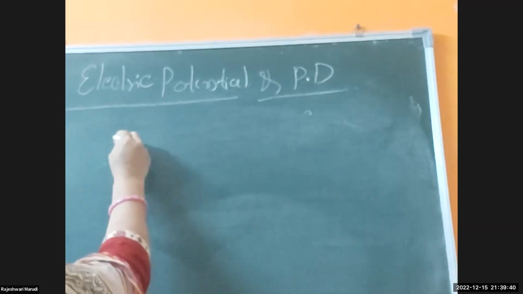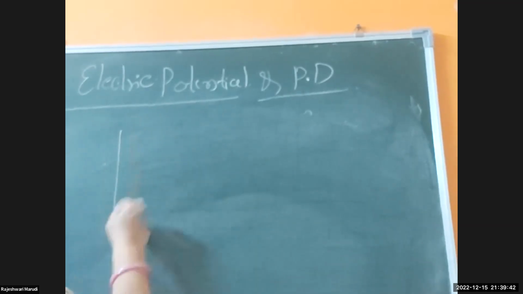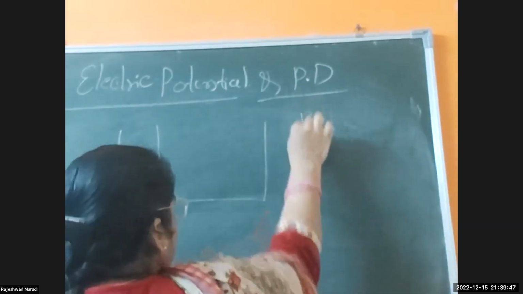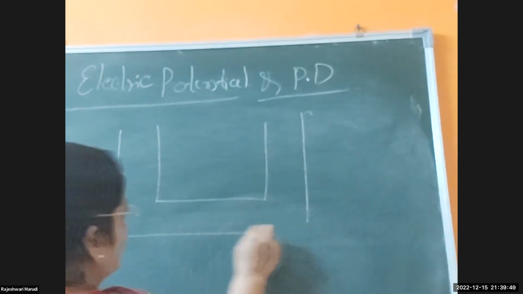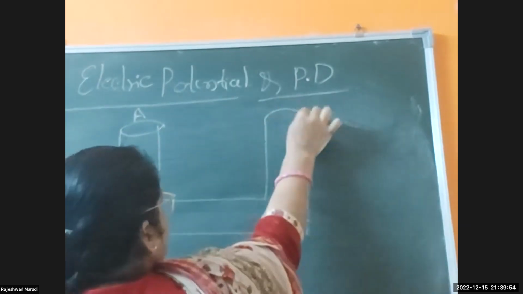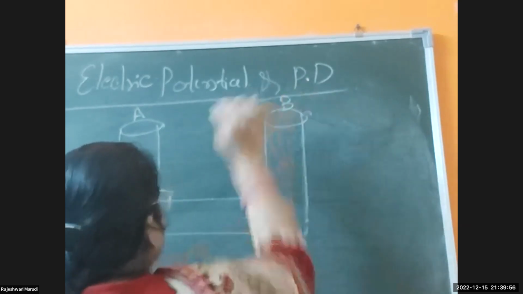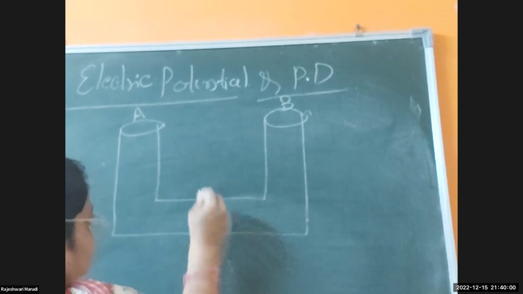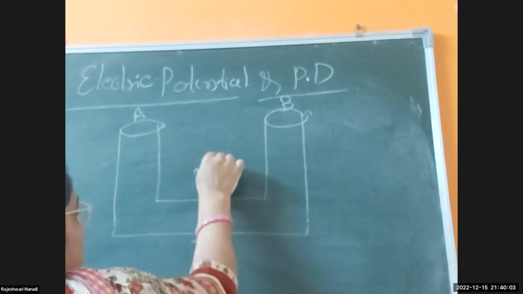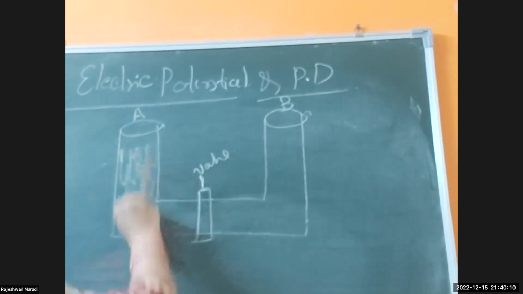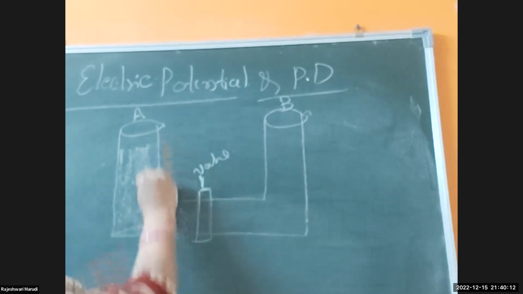first we understand some concept here. Now take a vessel. It has two arms. This is arm A, and this one is arm B. Now this vessel has a wall here. It's a wall. Okay, so in this vessel, I have filled the water.